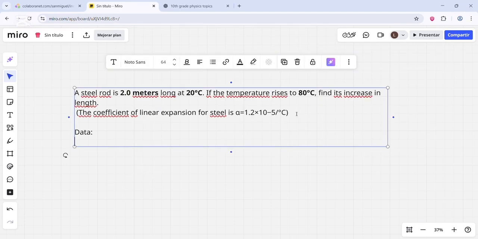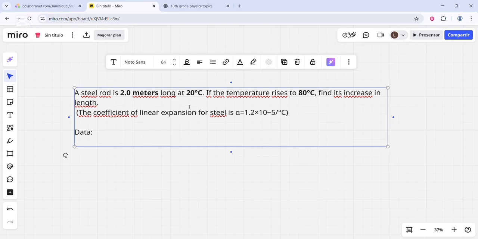Here we have an example. A steel rod is 2.0 meters long at 20 degrees Celsius. If the temperature rises to 80 degrees Celsius, find its increase in length. The coefficient of linear expansion for steel is 1.2 times 10 to the minus 5 per degree Celsius. Now, as we can see, the exercise is about solid expansion because it is talking about a steel rod.